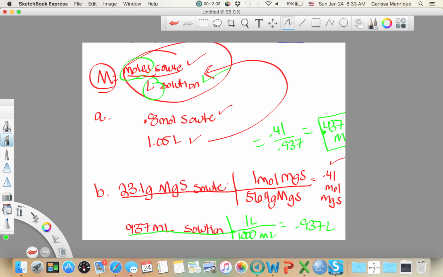What does this tell us? What does molarity tell us? How many moles of our solute, in this case magnesium sulfide, which is kind of like a powdered solid. I have 0.437 moles of magnesium sulfide per 1 liter of solution. So if I got 1 liter, and this is just mixed in water, and I calculated the exact number of moles of that, there would be 0.437. Again, it just tells you how many moles per liter.